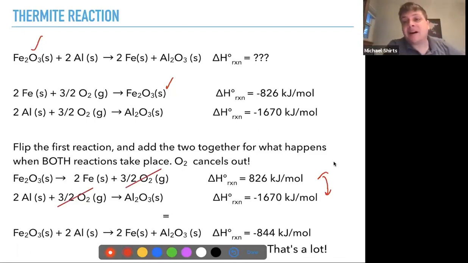That is indeed a lot. That number matches with what we know before, that this should be an exothermic reaction. So it's always good to check just to make sure that reactions are what you think.